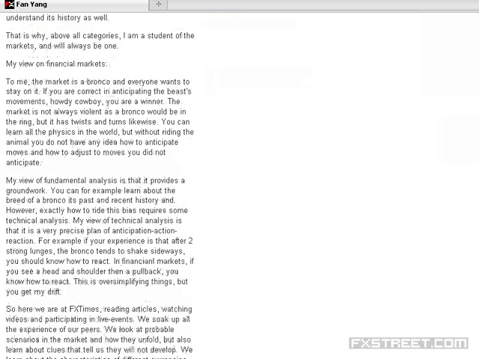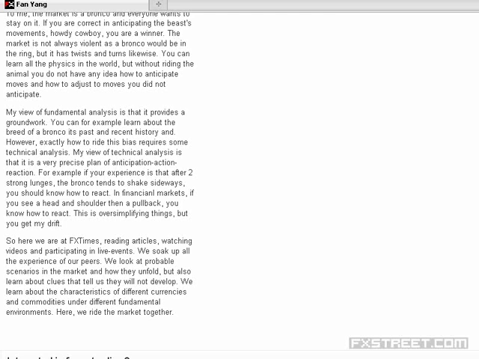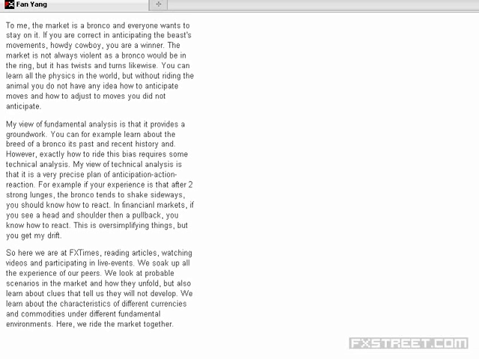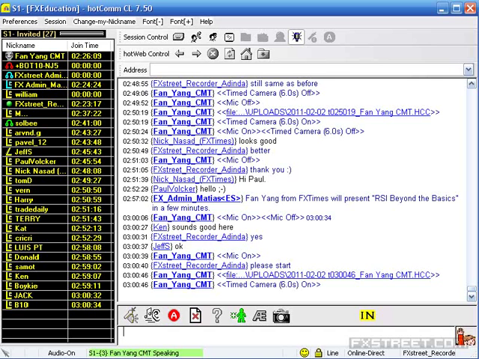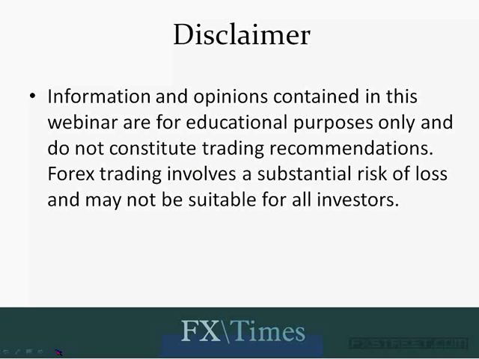So today we're going to talk about the RSI, the Relative Strength Index, and we're going to skip the basics and start to talk about some advanced applications of the RSI.